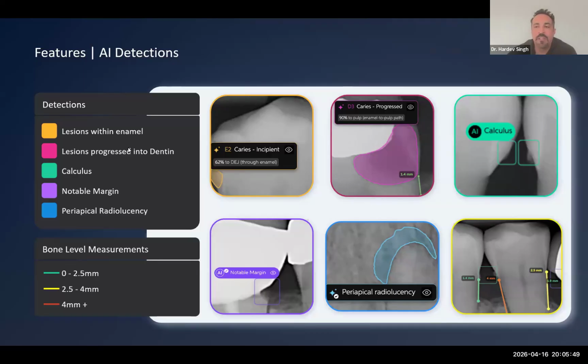So when you have this program in your office, and I highly encourage providers to start incorporating AI, it will detect with a very high level of accuracy incipient caries, which are in yellow. Then it will have pink, which is the caries that need to be treated, calculus in green. It will have open margins in blue, and then, I'm sorry, your notable margins will be in that purplish blue shade. Your periapical radiolucencies will be in blue, and then it gives me bone loss, which I love.